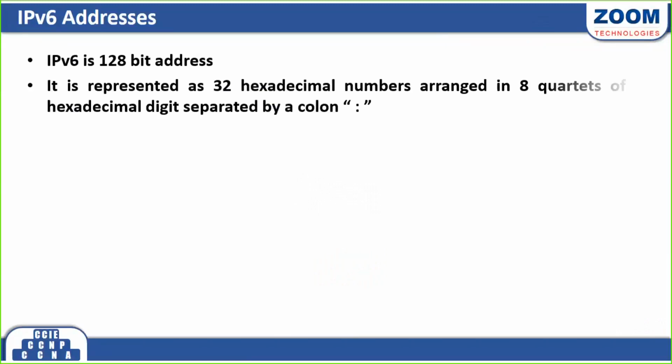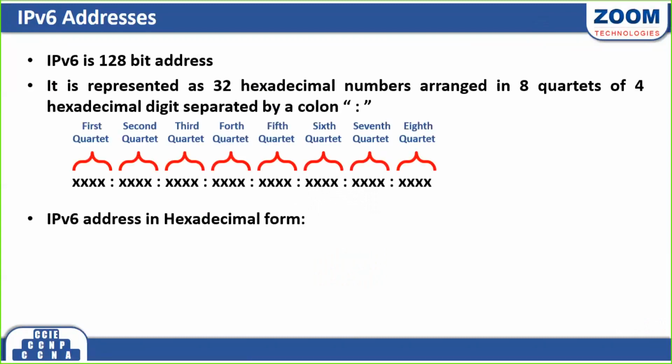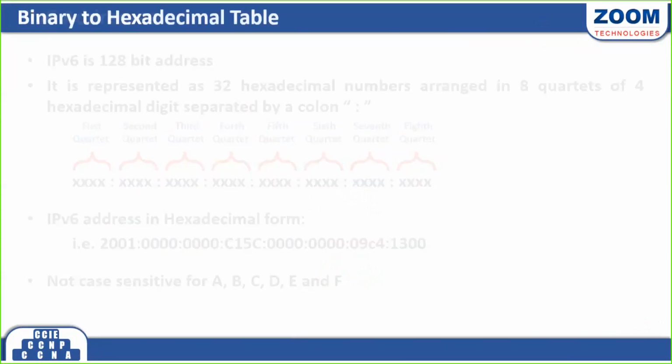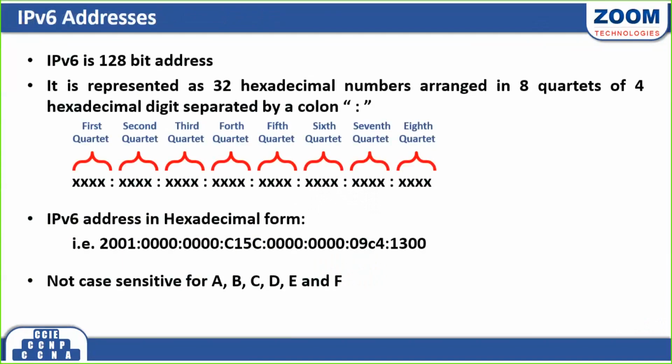IPv6 is a 128-bit address. It is represented as 32 hexadecimal digits arranged in 8 quartets of 4 hexadecimal digits, separated by colons. This is the first quartet, the second quartet, and so on up to 8 quartets. In IPv6, A, B, C, D, E, F are not case sensitive. So this is an IPv6 address in hexadecimal. This is an example of an IPv6 address, which we need to assign to a computer in IPv6.